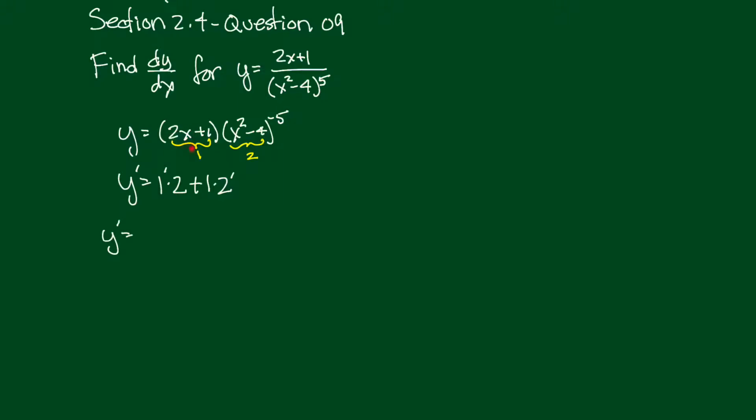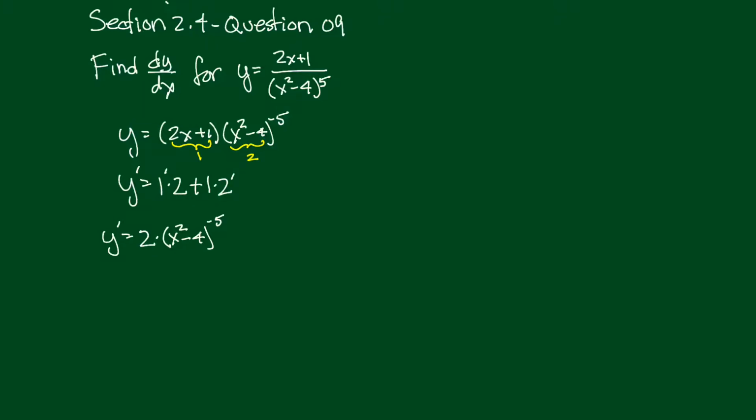Now, the derivative of the first, well, this is just linear, so that's just a 2. So I get a 2 times the second, which is the x squared minus 4 to the negative 5. There's the derivative of the first times the second, plus the first, which is the 2x plus 1, times the derivative of the second.